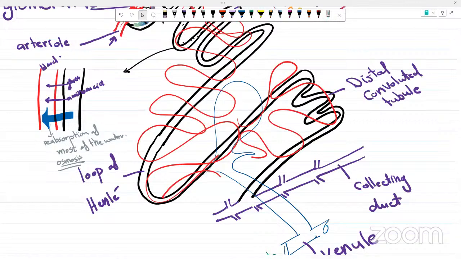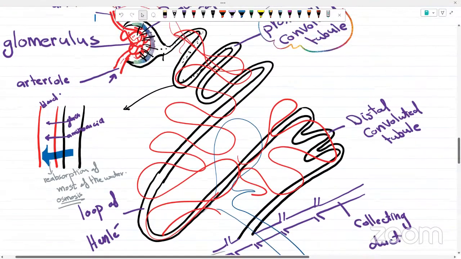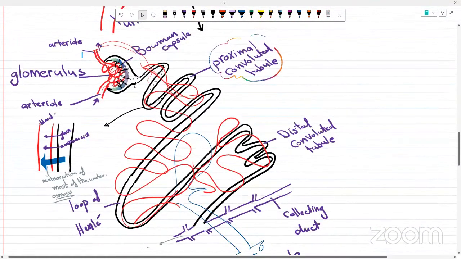But what will happen in the loop of Henle and the second convoluted tubule and collecting duct? Reabsorption of water will happen. More and more reabsorption of water will happen, to make the urine very concentrated. Then the collecting duct will pass it to the pelvis, then ureter, then the urinary bladder. You got it? This is how urine is formed.